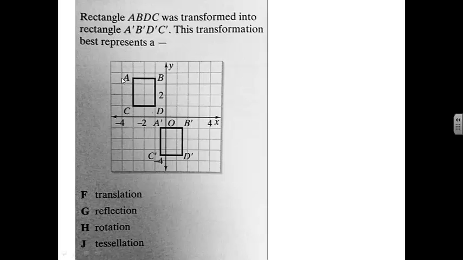Rectangle ABDC was transformed into rectangle A prime, B prime, D prime, C prime. This transformation best describes a what? Okay? Well, I've not taught you about tessellations, so that can't be it. I've not taught you how to rotate, so clearly we're between translation and reflection. Does it look like it's a mirror image over the X or Y axis? Doesn't look like that to me. It looks like we moved it. We might have moved it 1, 2, 3 to the right and 1, 2, 3, 4 down. So I'm thinking it's a translation because it looks like we just moved.